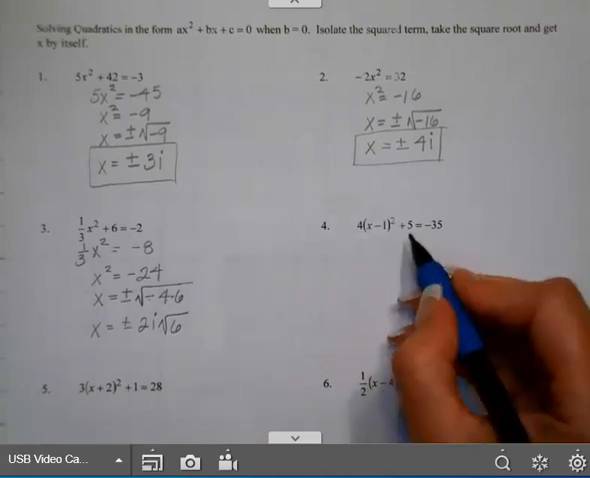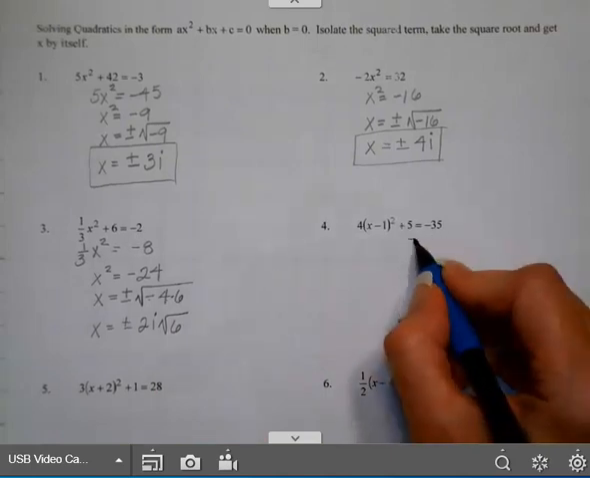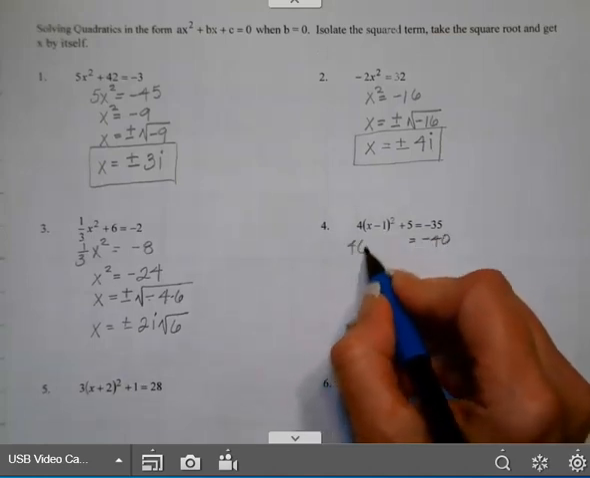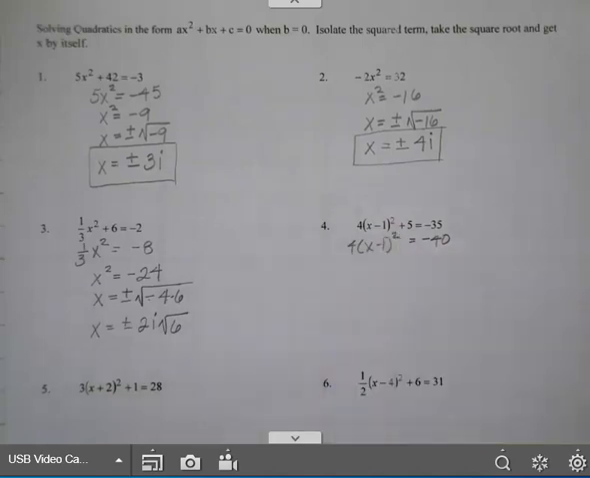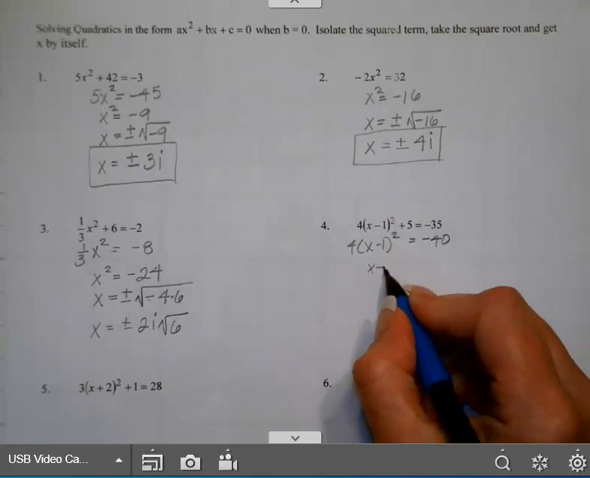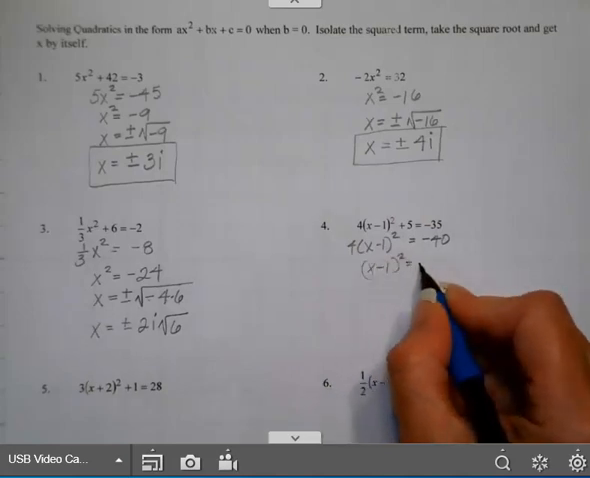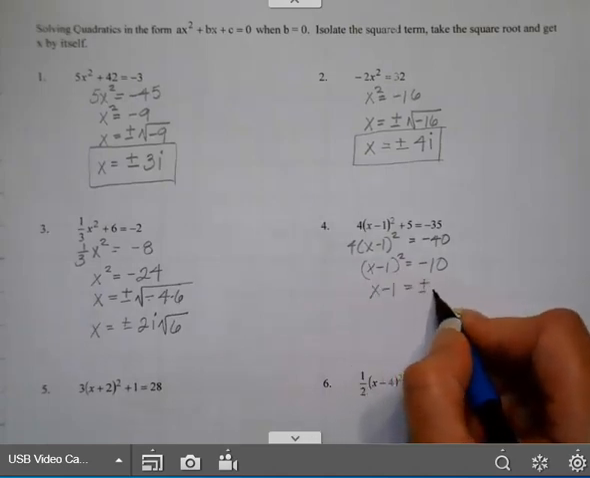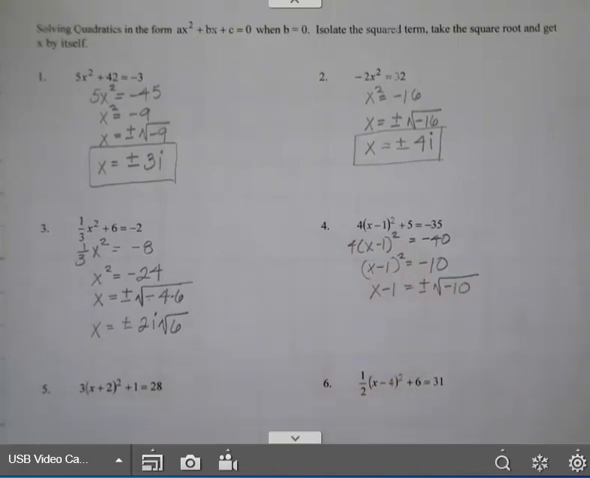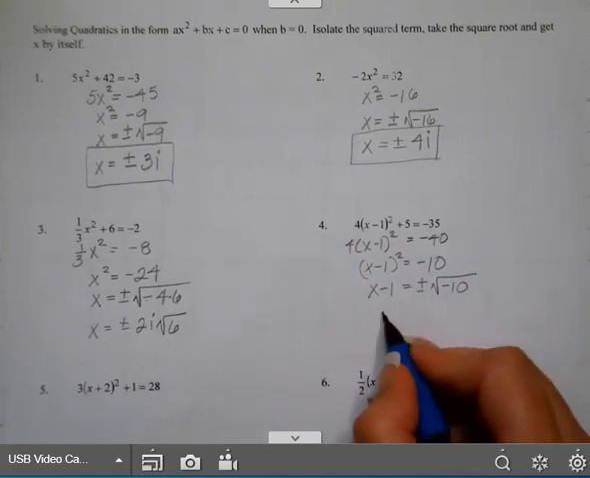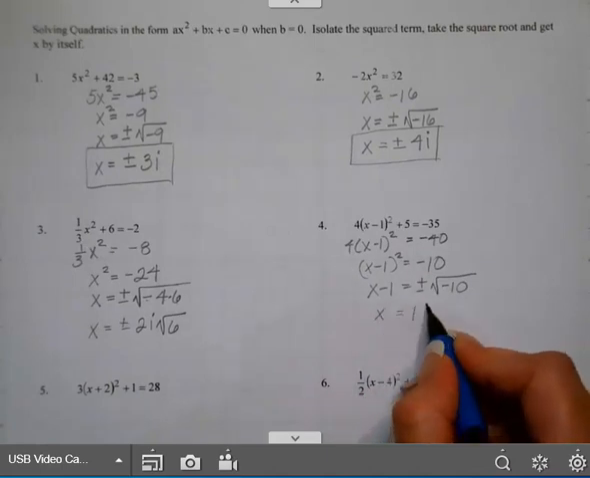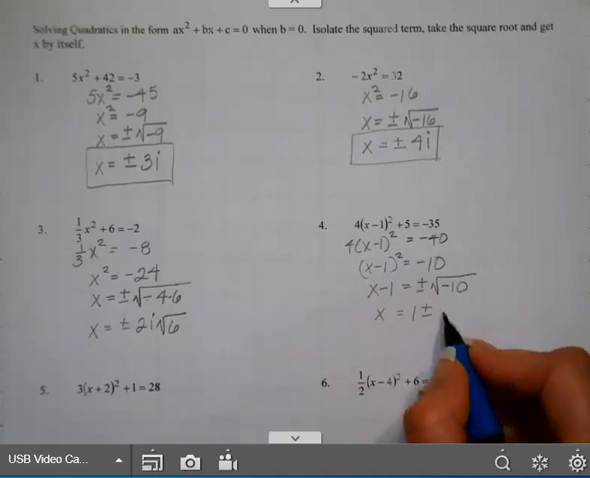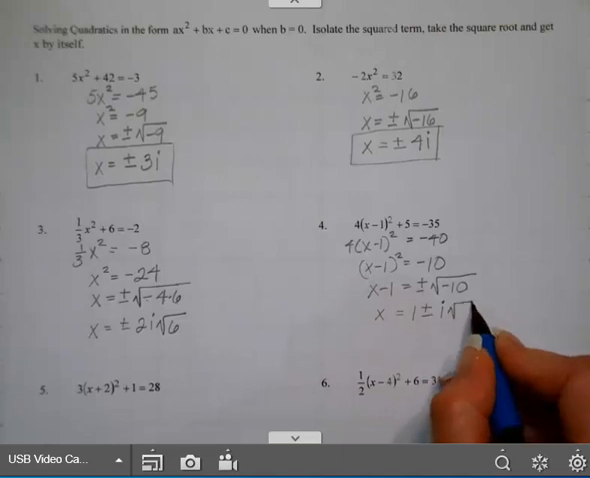On number 4, I'm going to subtract 5 from both sides. So that gives me negative 40 on the right. And now I'm going to divide through by 4. And then take the square root of both sides. And then to solve for x, I'm going to add 1 to both sides. So this will be 1 plus or minus. There's no perfect squares that go into 10. However, I can take out the negative, which will give me i square root of 10.